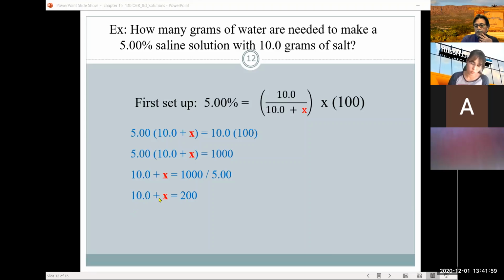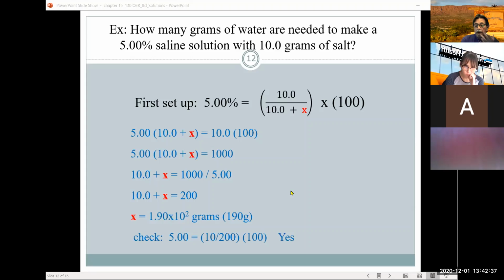And now I have 10 plus x equals 200. I just simply solve for x. I move the 10 over from the left to the right, so I'm going to subtract 10 on both sides to give me 190 grams, or 1.90 times 10 to the second grams. And so to make a 5% solution, I need 10 grams of the salt and 190 grams of water to make a 5% solution.